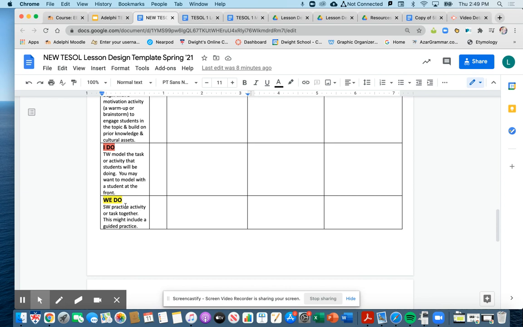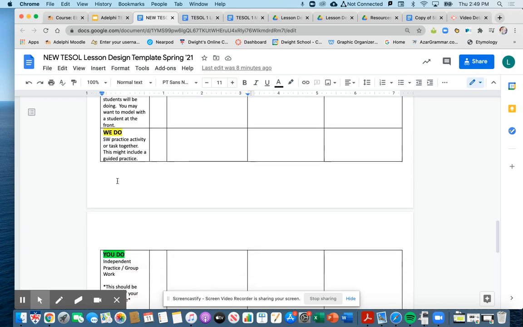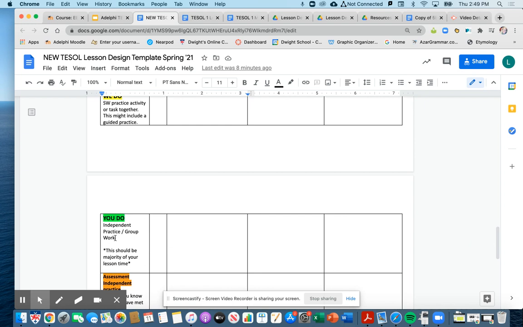We do, the students are practicing. Usually that's very quick, maybe 5 minutes. They practice maybe in a pair the task or objective of the day. And then the you do, this is your group work. This is what you're focusing on for the majority of your lesson.